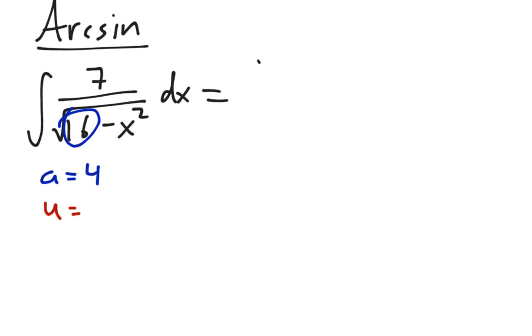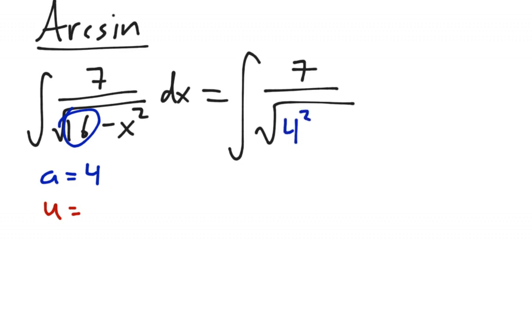And I encourage you to rewrite the integral to look like this, 7 divided by square root, and write it as 4 squared minus parentheses, and what's the u going to be? The u is just going to be x. So if you're using different colors, great. This will help you keep track of what's what. dx. Alright, so a is 4, we've identified that, and then u is whatever is inside these parentheses. In this case, it's x.